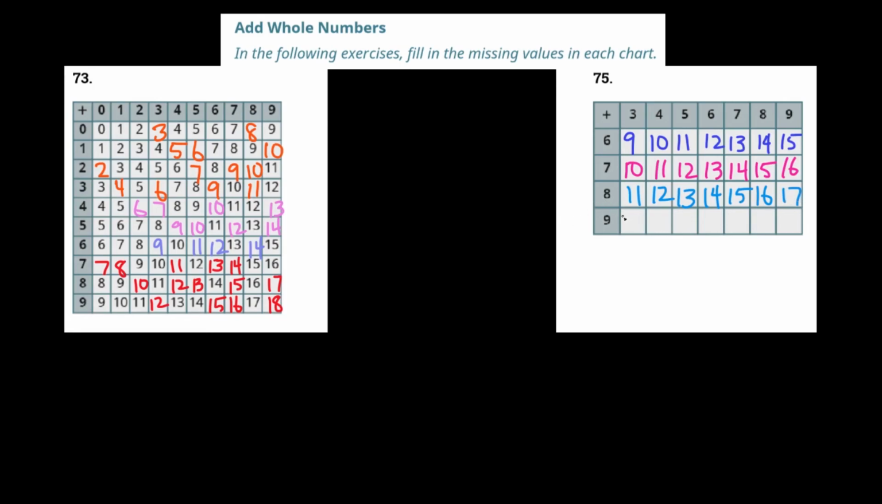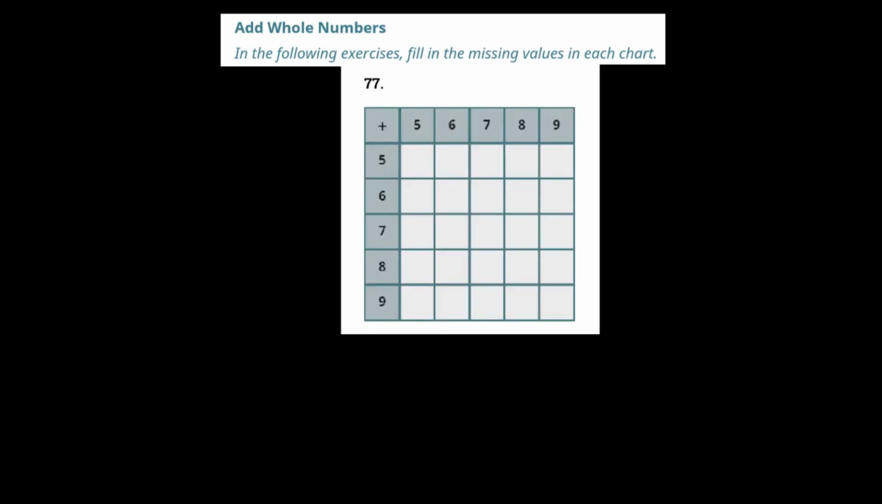9 and 3 is 12. 9 and 4 is 13. 9 and 5 is 14. 9 and 6, 15, 16, 17, 18. And our last little chart to fill out to help us get comfortable with quick addition.